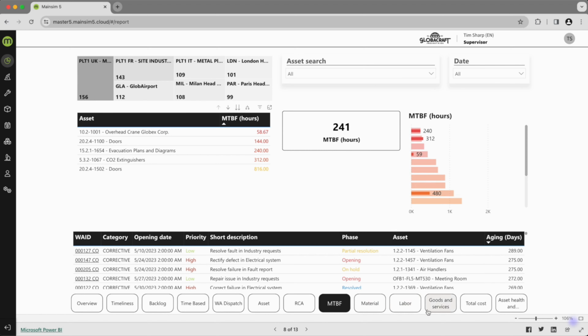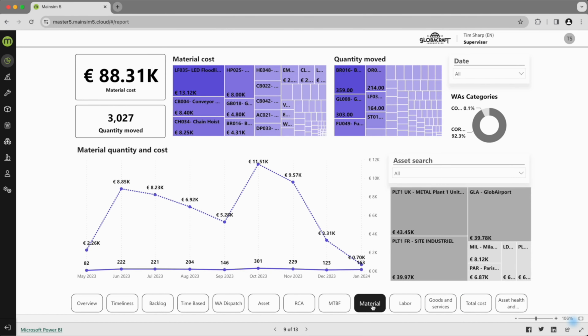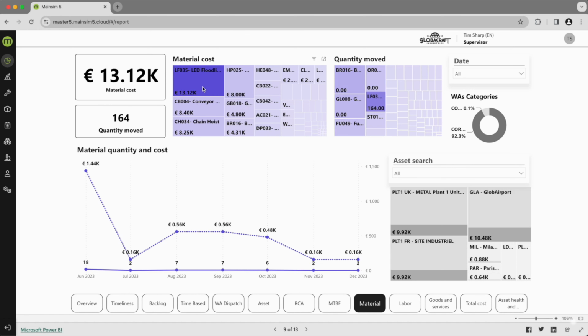Finally, the dashboard allows managers to examine costs broken down by labor, materials, and services, and to assess the distribution of costs by maintenance process and asset hierarchy, ensuring informed and targeted financial management. These analyses are part of the third block of indicators, namely those related to costs. Here, for example, we find an evaluation of the costs of materials. Additionally, the quantities moved are also analyzed to make all appropriate assessments on stock levels.